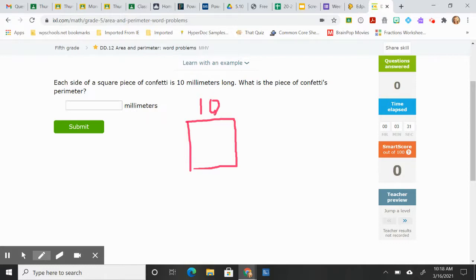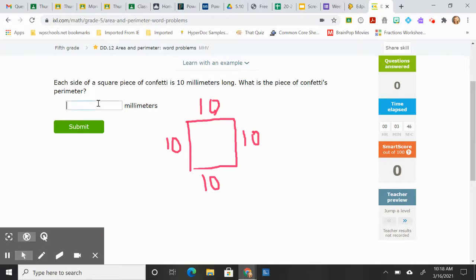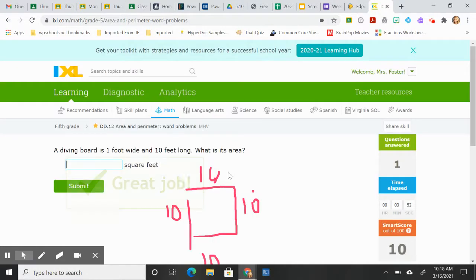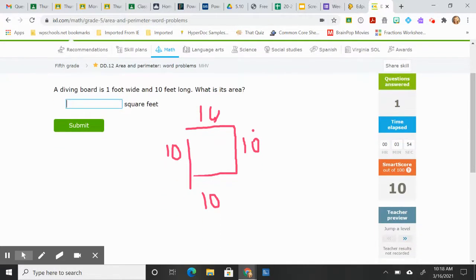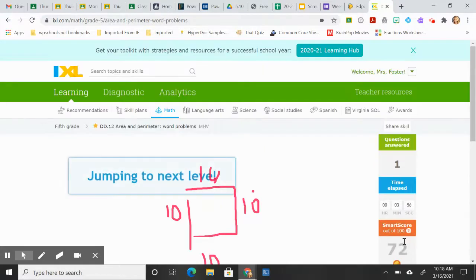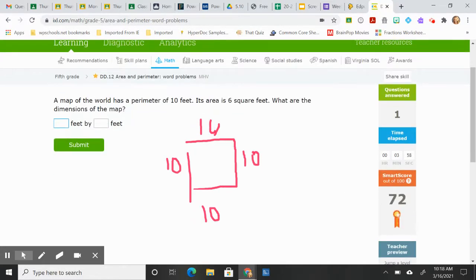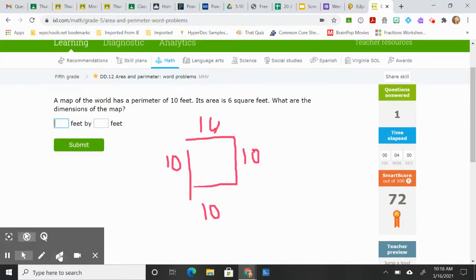If it's a square, they're all 10, right? So in this case, all you have to do is simply take 10 times 4, and that would give you your answer of 40. Okay, so 40 millimeters. So that answer would be 40. Let me skip ahead here. Okay, and I'm probably going to end up going back as well.